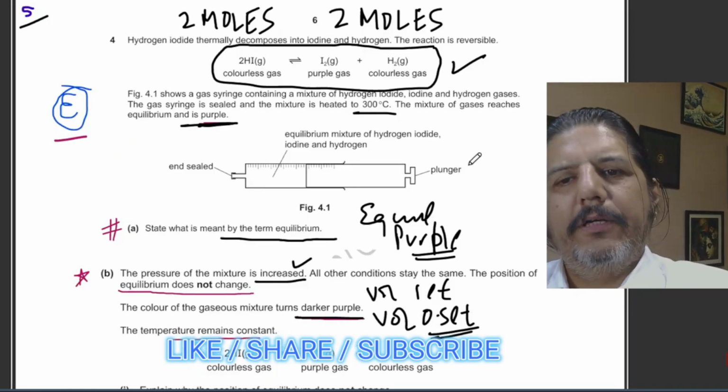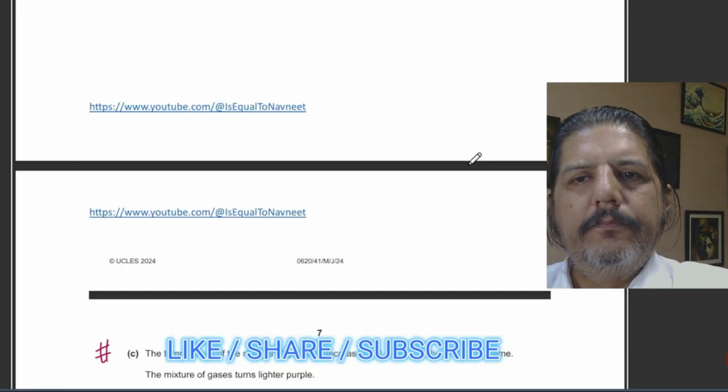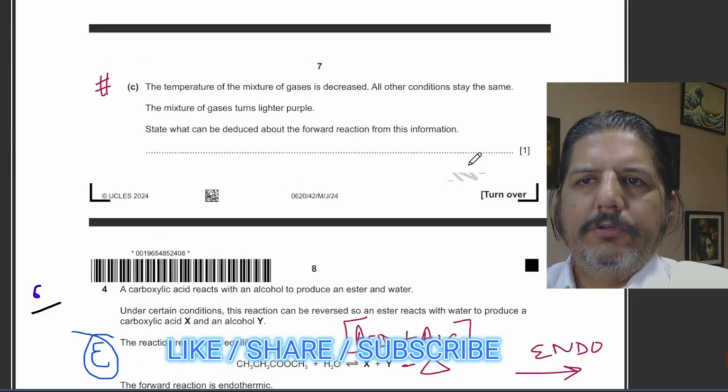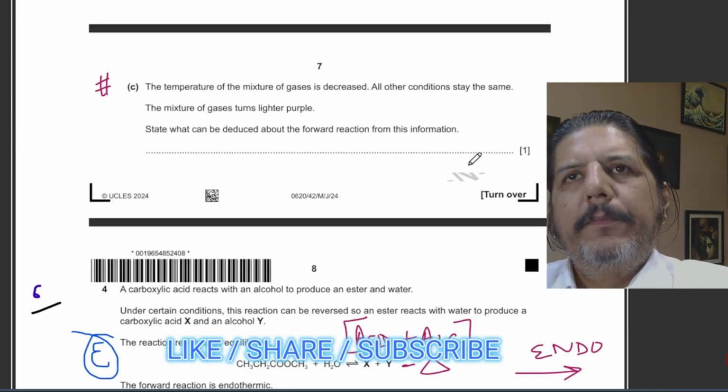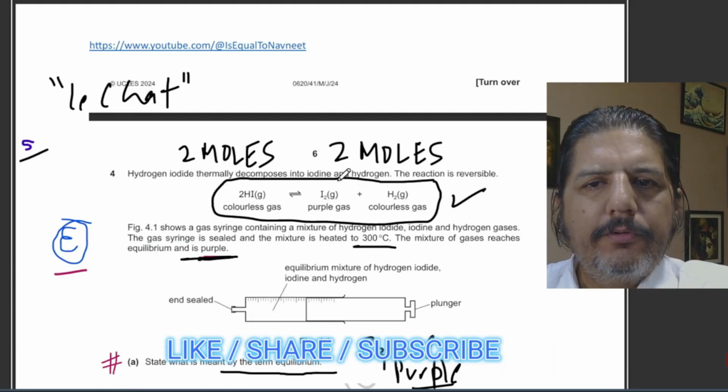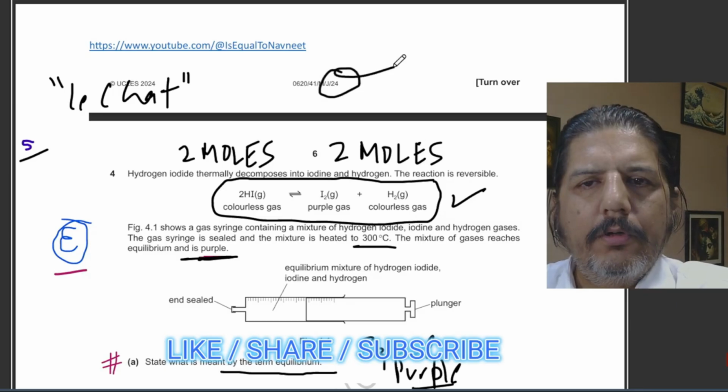This is a very interesting question I found. Different from the usual questions that they ask. Because in the usual question, the number of moles on both sides are different, so it becomes a very hackneyed question. This specific question was asked in 2024.